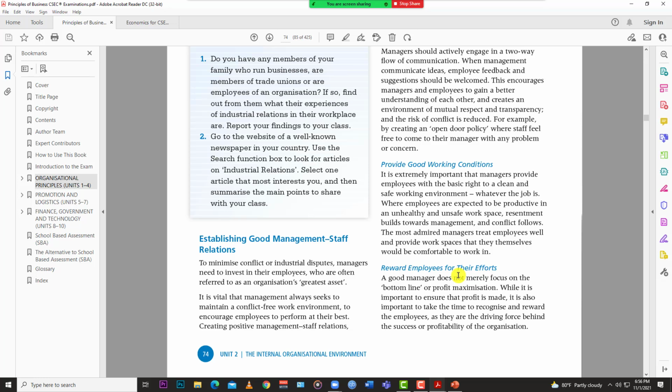Reward employees for their effort. When people do good work, you show them. You give them the flowers one time, right? Employee of the week, employee of the month. Give them a little extra money or whatever, a little bonus for what they do. So you reward people for their efforts.